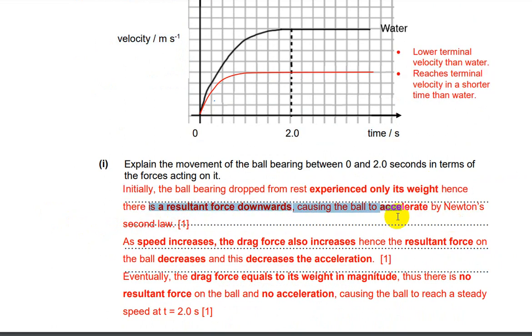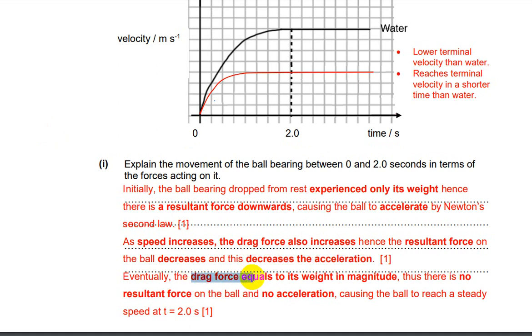Therefore it accelerates, right? As the speed increases, the drag force increases, hence the resultant force on the ball decreases. If you had drawn a free body diagram, you will know why the resultant force drops, because weight is the same and drag force is increasing. So the downward force minus the upward force is getting smaller, and this decreases the acceleration.